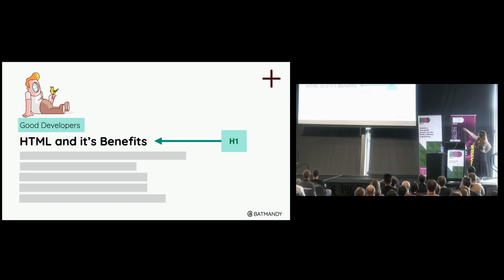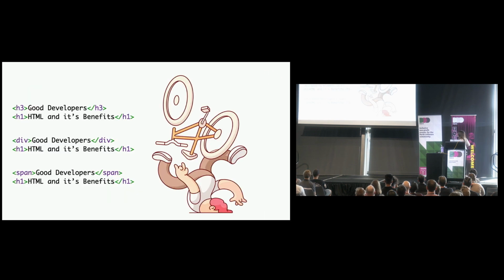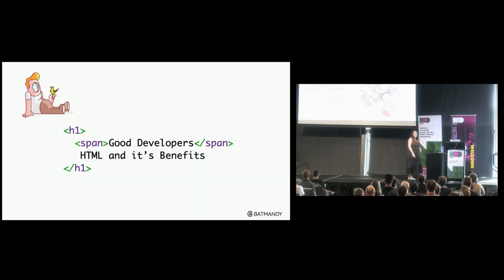And normally, we would mark up this where the big text is an H1, and then we would do something else for that little text. But what do you do? Normally, you'll see stuff like this: H3, H1, div H1, span H1, paragraph H1, stuff like that. I personally would do this. I would say an H1 with a span inside, and then HTML and its benefits as the main text. And then I would use CSS to style the span to match that. And the screen reader would read this out as good developers, HTML and its benefits, which is great.